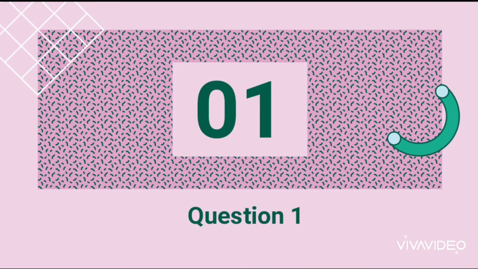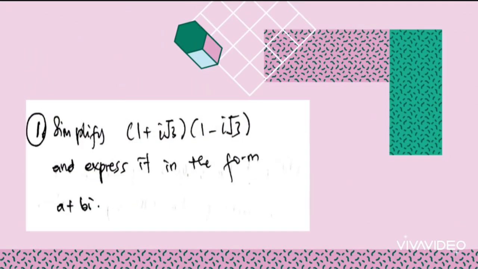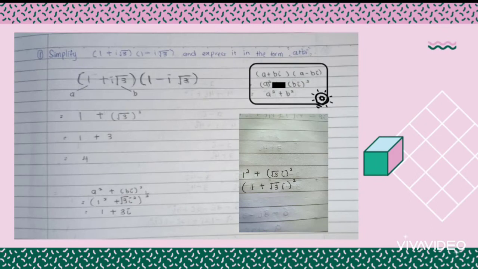Let's take a look at question number 1. Simplify (1 + i√3)(1 - i√3) and express it in the form a + bi. From the question, we know that 1 + i√3 is the complex conjugate of 1 - i√3 and vice versa.